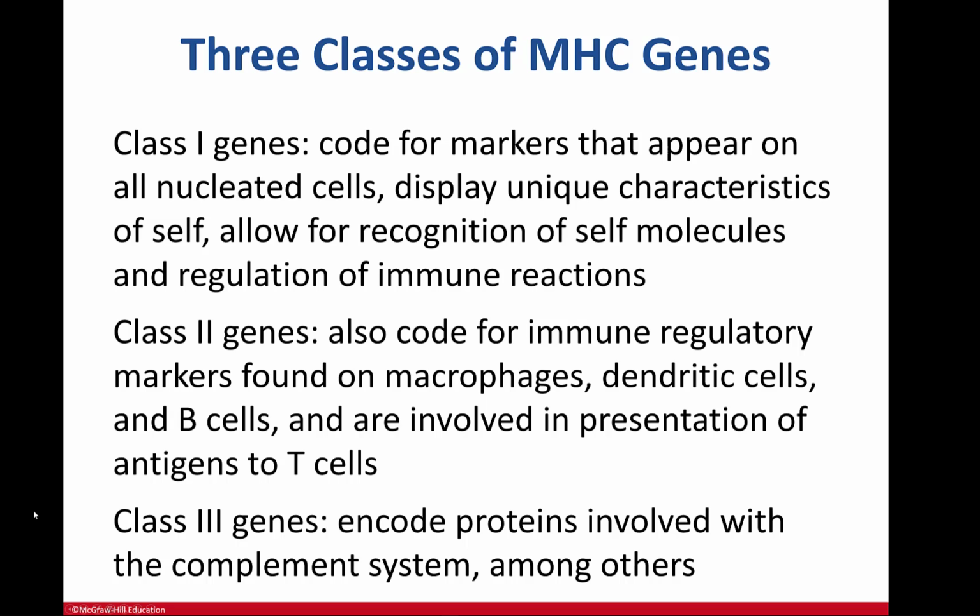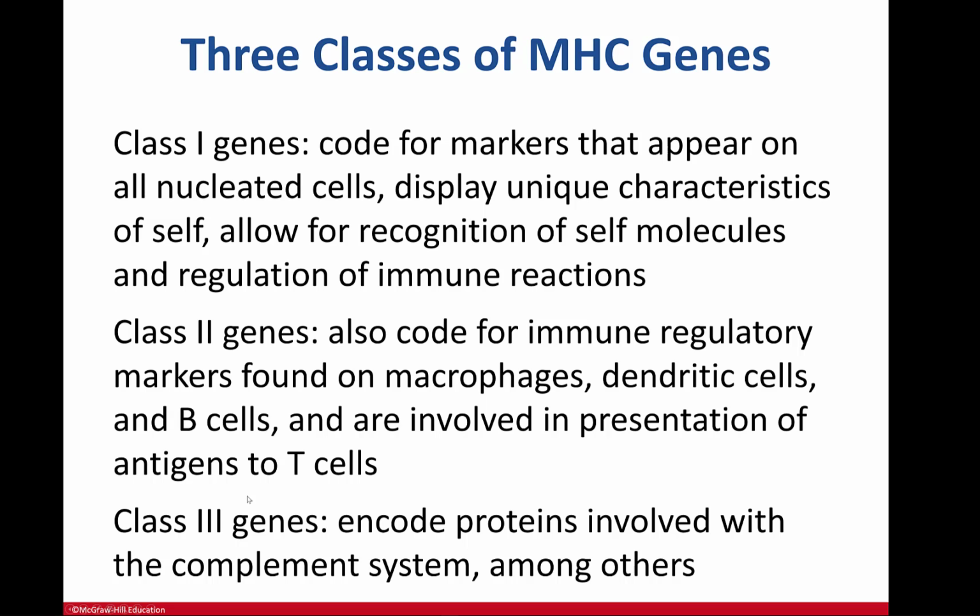Three classes of MHC genes. Class 1 codes for markers that appear on all nucleated cells. The class 1s are important for self molecules and regulation of immune. Class 2 encodes for the immune regulatory markers found on macrophages, all those that do the work of processing antigens and presenting them. And so the class 2 genes are not invoked until the security check has been done, and they won't act to present unless they are processed properly.